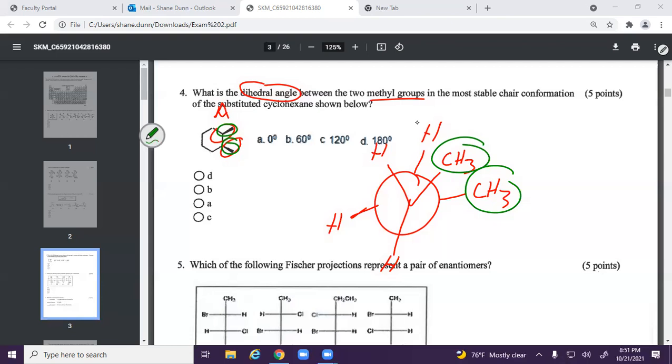What word do we use when things are close to each other? Zoomies? You guys know? They're not eclipsed. They're not anti. Starts with a G, and it's a French word. Gauche. So they're close to each other, which means they are not as far away as possible. So it's not 180, and one's on the other side, so it's not that. And they're not right on top of each other, so it can't be that one. So the one left is 60. And that's how you do this. Does that kind of make sense?